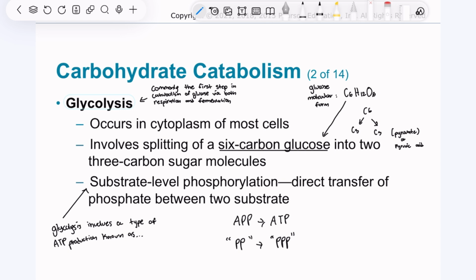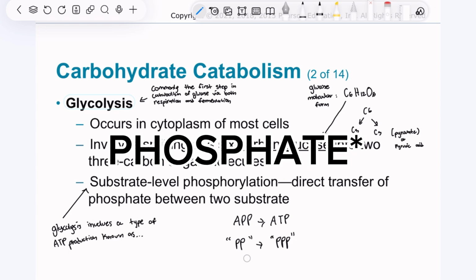Glycolysis also involves a type of ATP production known as substrate level phosphorylation, which is the direct transfer of phosphate between two substrates, meaning it converts ADP into ATP. So ADP, meaning adenosine diphosphate, di meaning 2, is converted into adenosine triphosphate, tri meaning 3. So essentially, it's going to add another phosphate.